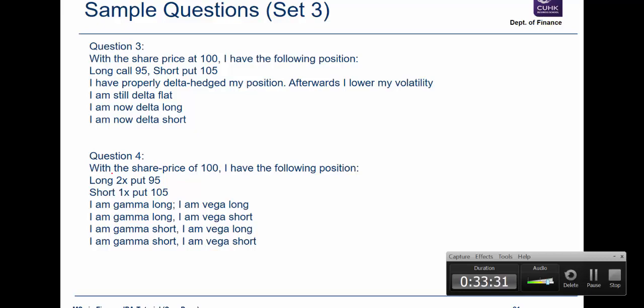Now question 3. When the share price is 100, I have the following. So I'm long call at 95. I'm short put at 105. Now before I even go further, I know that my call is in the money and my put is also in the money.